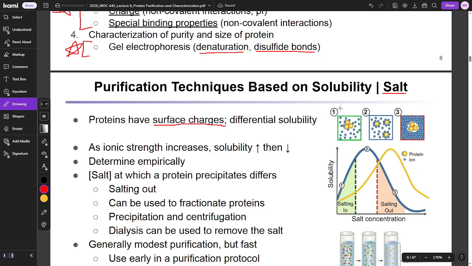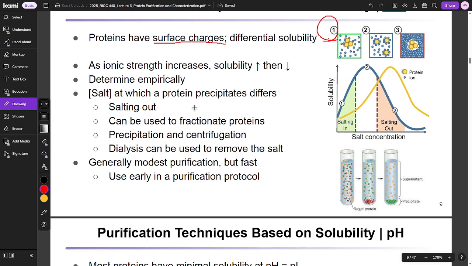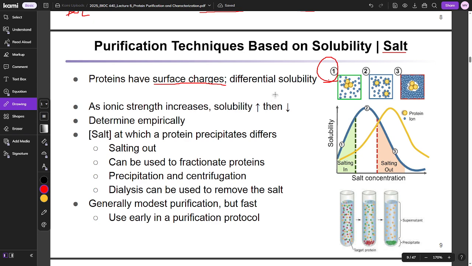So if you look at this first image, you're salting in, which means you're just putting salt in, and the solubility of the protein is pretty high in this case. The idea is that as you put the salt in, it'll attach to the protein, and it basically makes the protein able to dissolve.